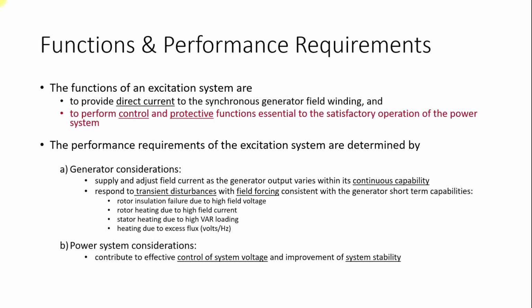The performance requirements of the excitation system are determined by the generator considerations: supply and adjust field current as the generator output varies within its continuous capability. We saw that a generator typically operates within a generator capability curve, and the generator capability curve has two regions: the overexcitation region and the underexcitation region. In the overexcitation region, you have the Q max value, and in the underexcitation region, you have the Q min value. So the generator is to operate within this region. And how do we control this reactive capability? This is controlled with the help of adjusting the field current. Secondly, the response to transient disturbance with field forcing consistent with the generator's short-term capabilities.